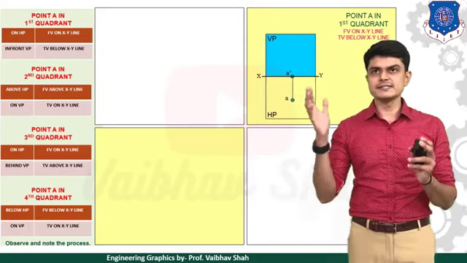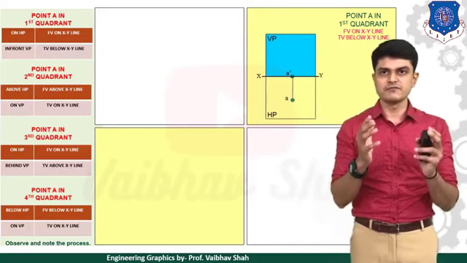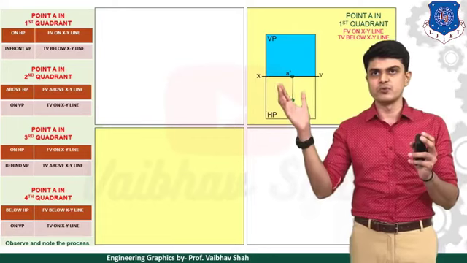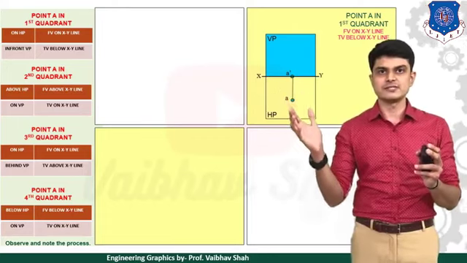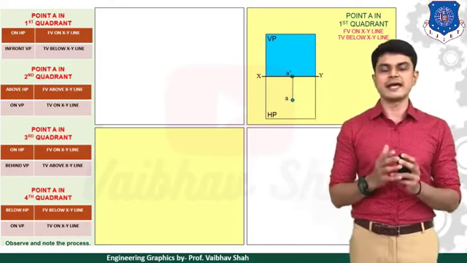Second, it is in front of VP. In front means what? Whenever your point is in front of VP, then as you can see, the top view would lie below the XY line. So this is your top view, or the point without dash, which will always lie below your XY line.